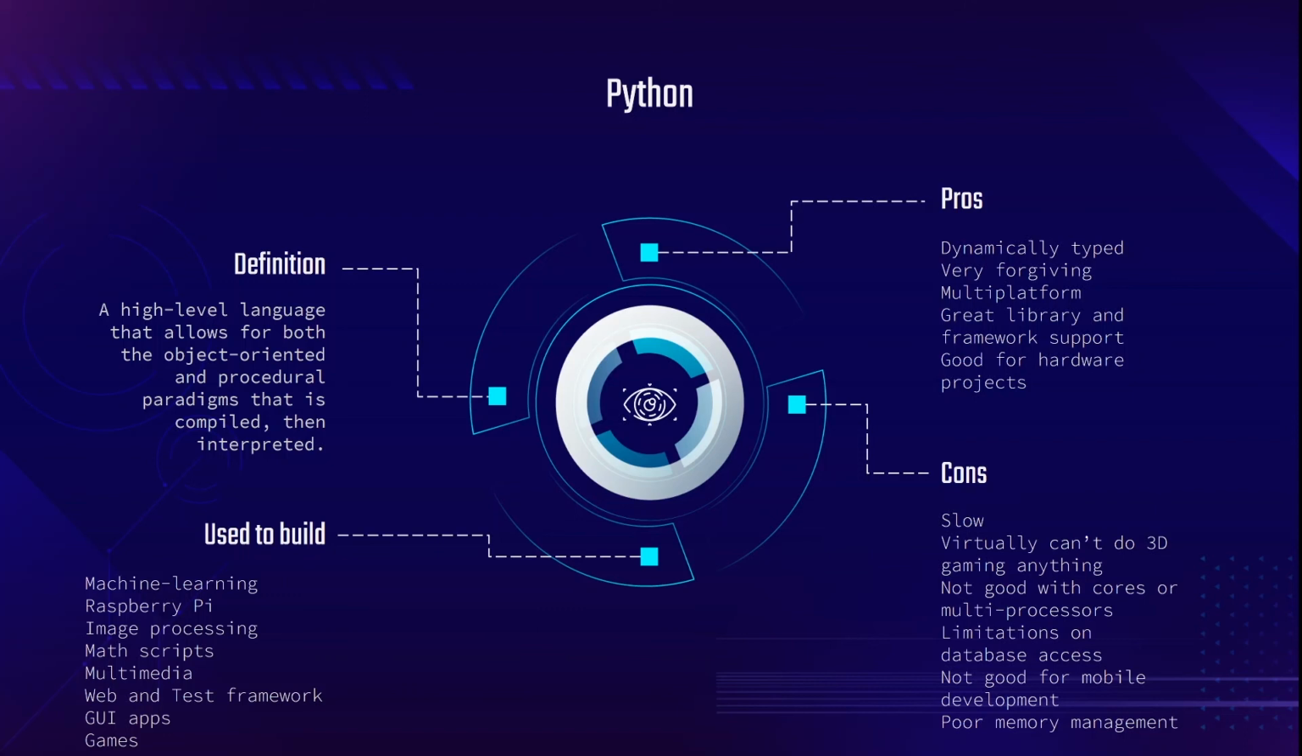Some of the pros are that it's dynamically typed. You can statically type it, you can define stuff and it won't really give you a hassle, but nobody does. It's very forgiving. It's multi-platform. It has great library and framework support, and it is fantastic for hardware projects for Raspberry Pi.